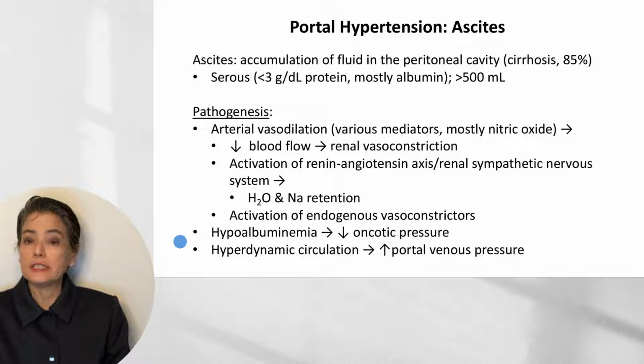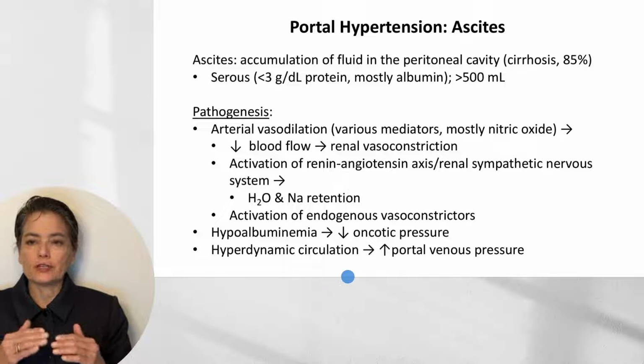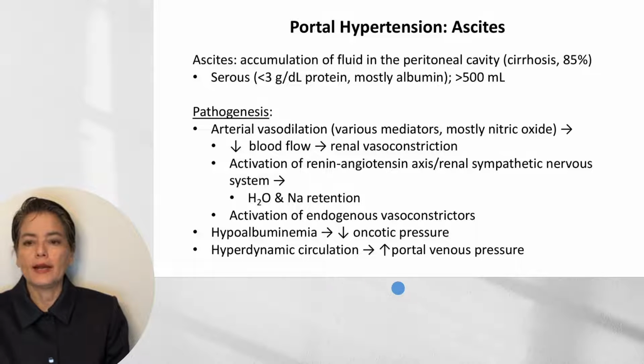We're actually going to decrease our oncotic pressure because the failing liver will not be making albumin, which is critical for maintaining oncotic pressure in the blood vessels. And we will also have a hyperdynamic circulation, which occurs in chronic liver failure as we get this arterial vasodilation and feedback. This is again going to increase our portal venous pressure. So this decrease in oncotic pressure, increase in our intravascular pressure is going to push fluid out.